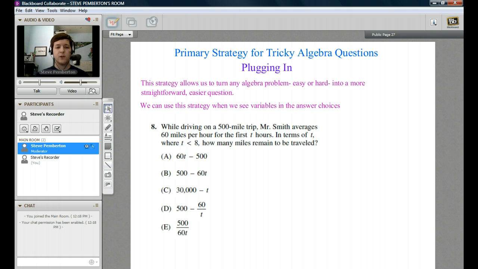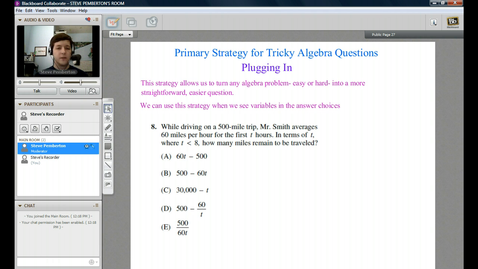Number 8 says, while driving on a 500-mile trip, Mr. Smith averages 60 miles per hour for the first t hours. In terms of t, where t is less than 8, how many miles remain to be traveled? So we see variables in the question, we see variables in the answer choices. That's the giveaway that we can use plugging in.